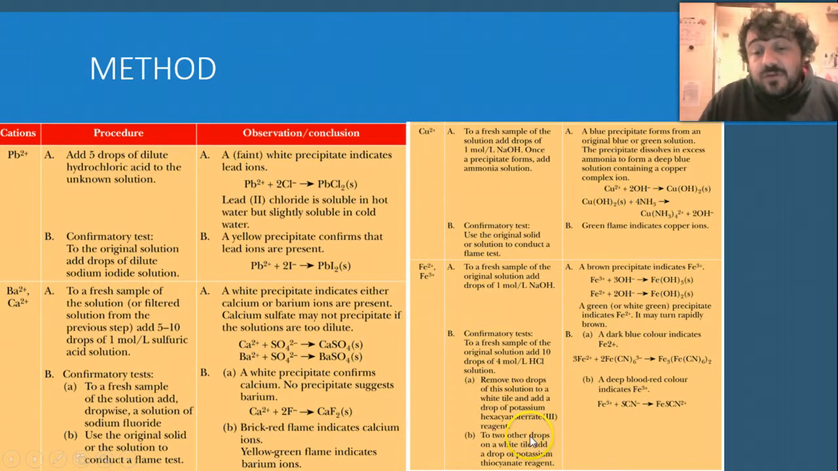We'll add some more drops on a white tile, so more spots on our spotting tile, and to that we'll add a drop of potassium thiocyanate reagent, and this will give us a blood red color if it's Fe3+. So that's our confirmation test.